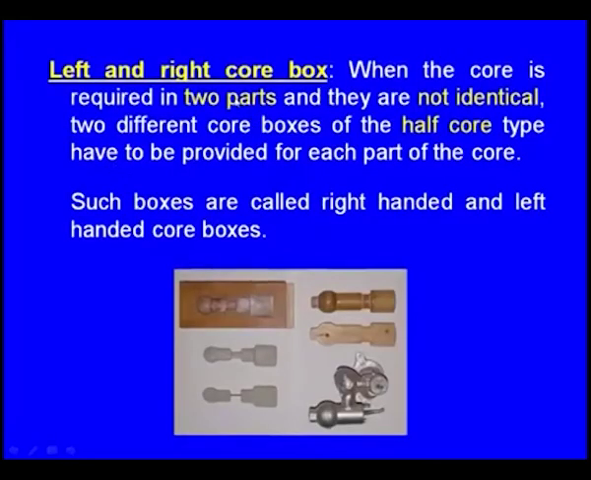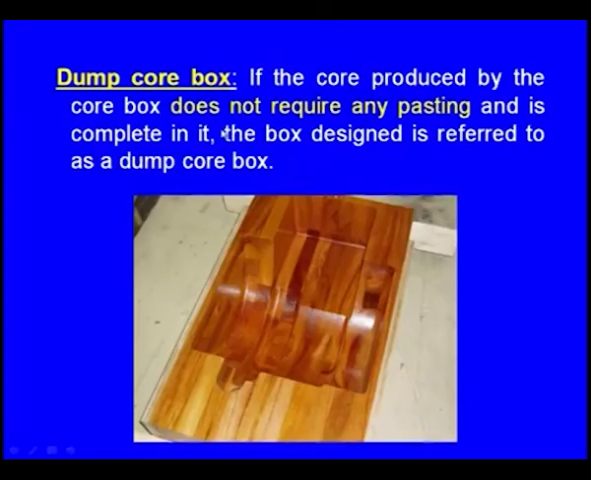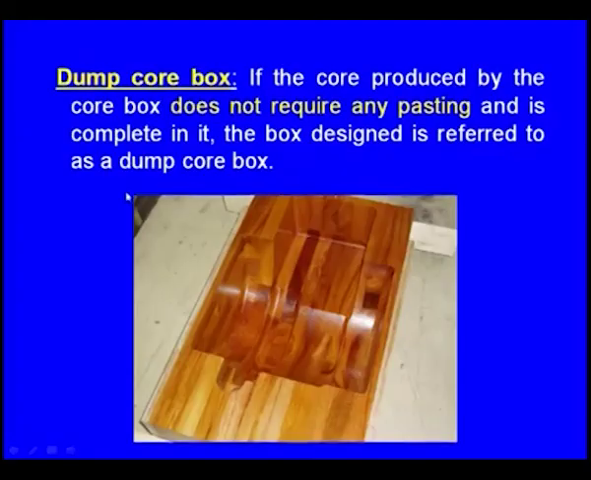Next one, left and right core box. When the core is required in two parts and they are not identical, two different core boxes of half core type have to be provided for each part of the core. Such boxes are called right handed and left handed core boxes. Next one, the dump core box: if the core produced by the core box does not require any pasting and is complete in itself, the box design is referred to as a dump core box, and here we can see a dump core box.